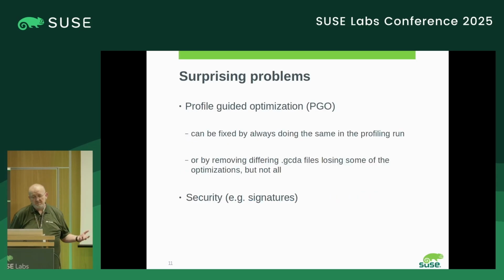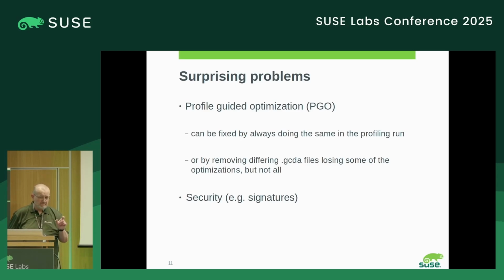Now, there are also surprising problems. Profile-guided optimization can actually render different results. It can be fixed by always doing the same in the profiling run. I have to explain what PGO is: you run a profiling run, and the result gives some information, and the information is used in the compile phase. Or we can remove the files that are different.